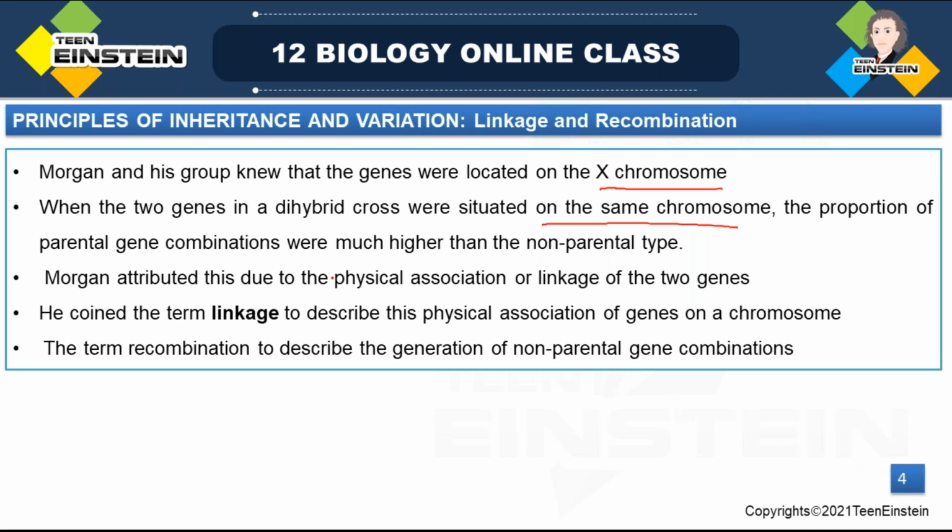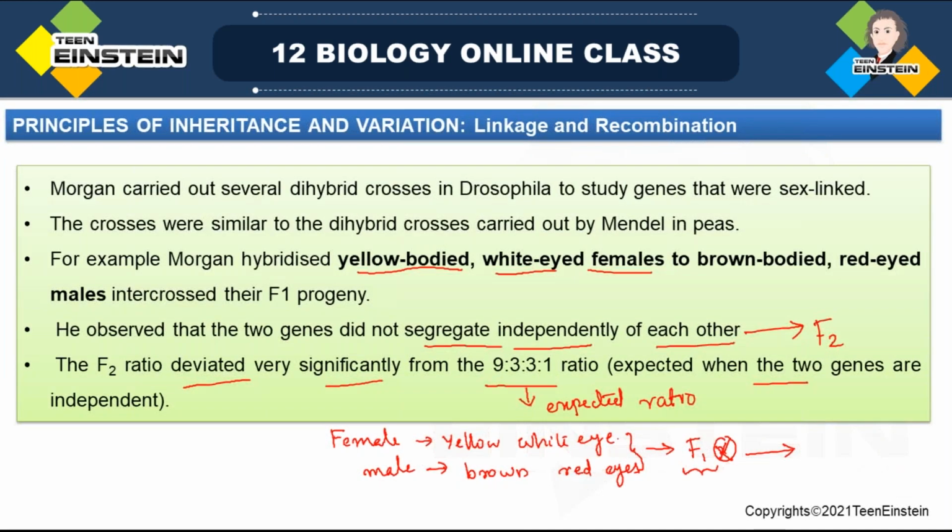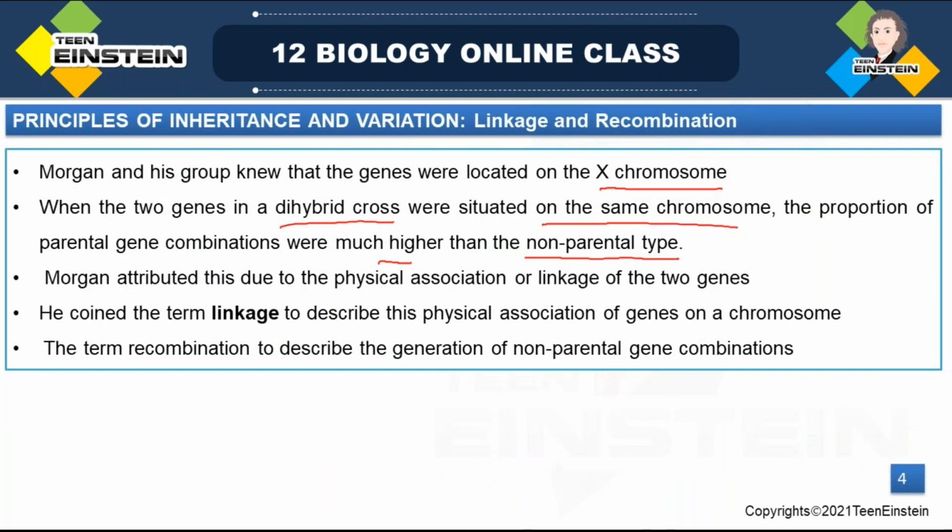The sex-linked genes, or the dihybrid crosses which we selected, those characters were situated on the same chromosome. And the proportion of the parental gene combinations was higher compared to the non-parental type. So the proportion of parental gene combination was higher compared to non-parental type.